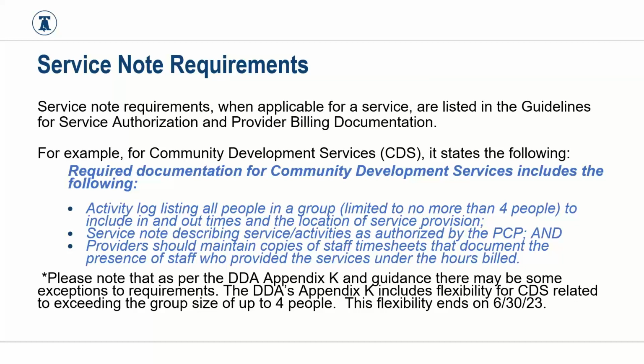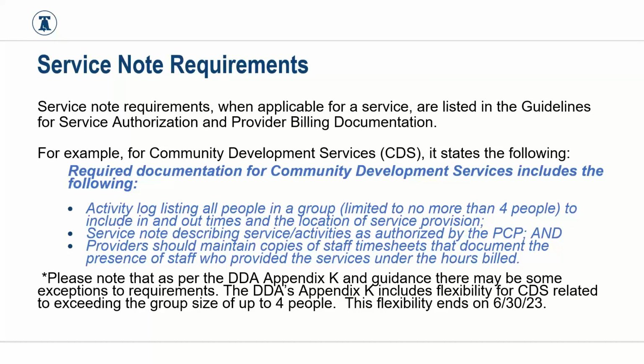This slide is an example from the guidelines for service authorization and provider billing guidance on service documentation requirements. For community development services, the guidance states required documentation includes, first, an activity log listing of all people in a group, limited to no more than 4 people, to include in and out times and the location of service provisions. Second, a service note describing the service or activities as authorized by the person-centered plan.